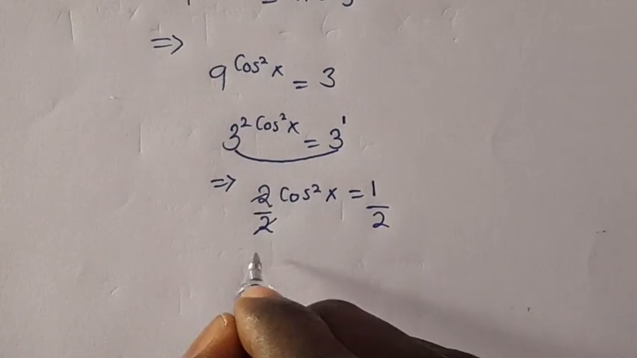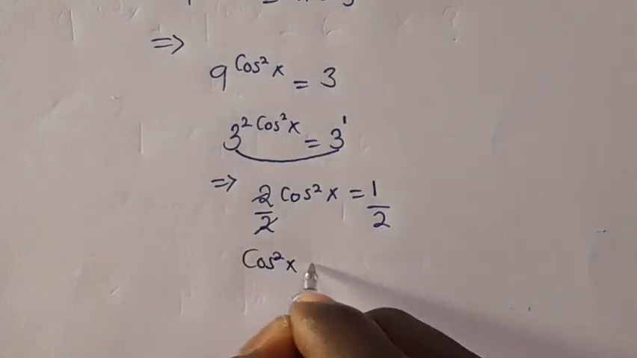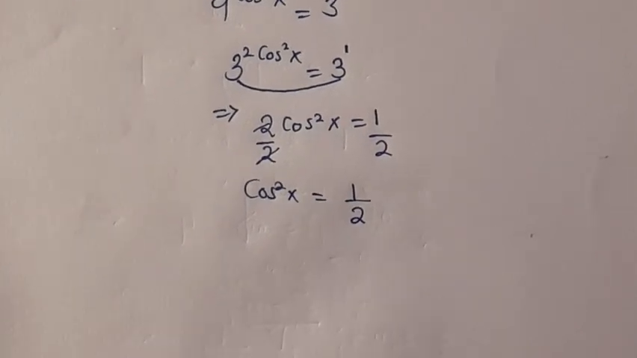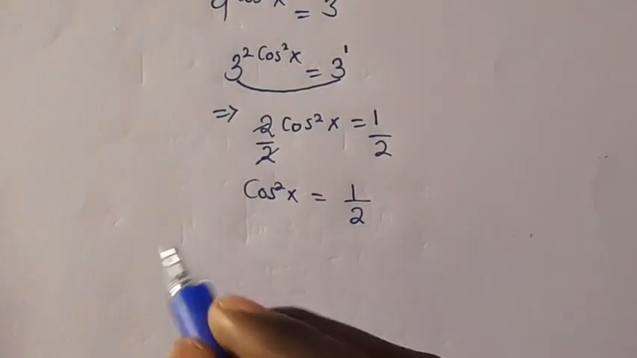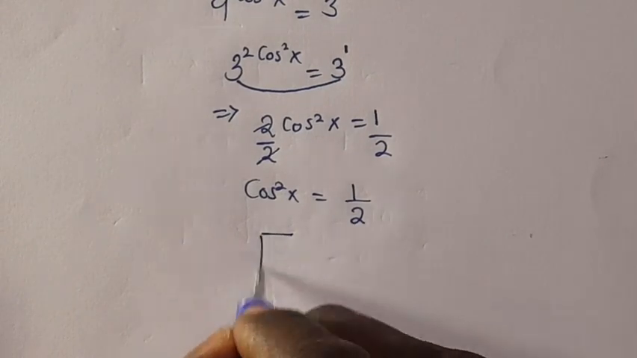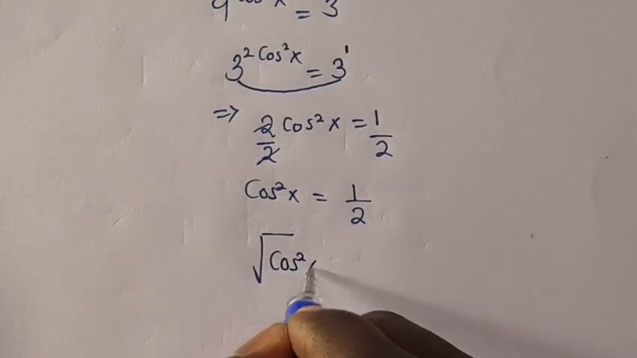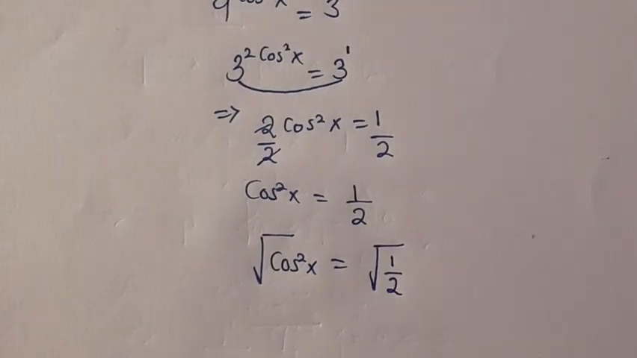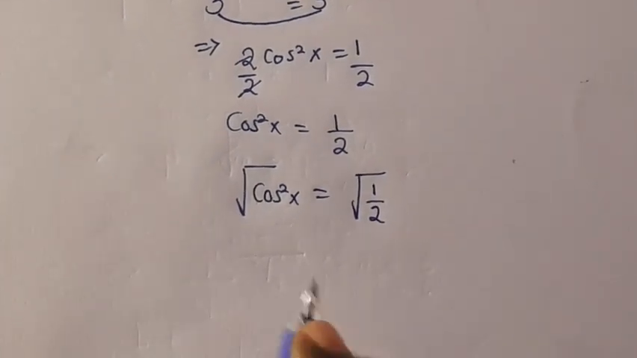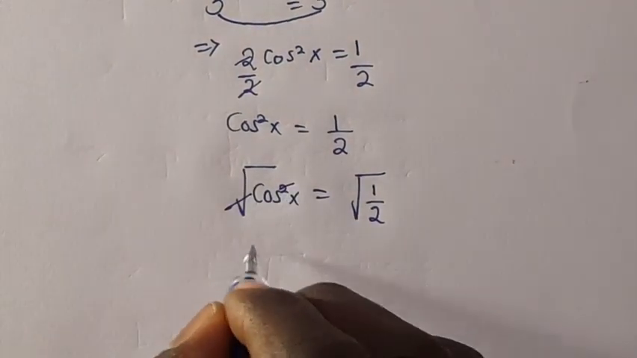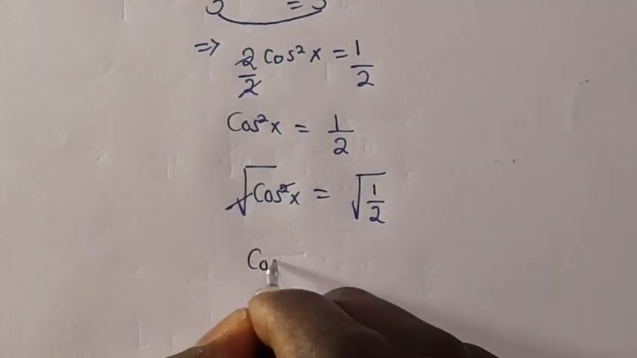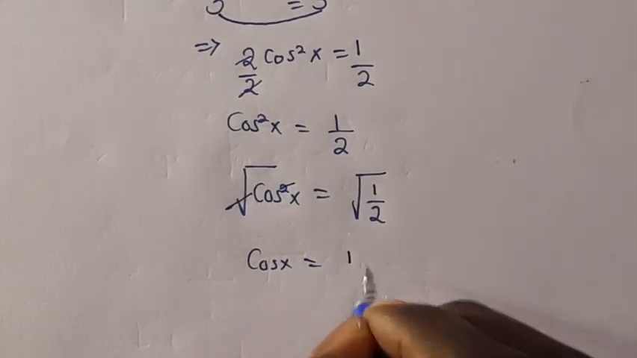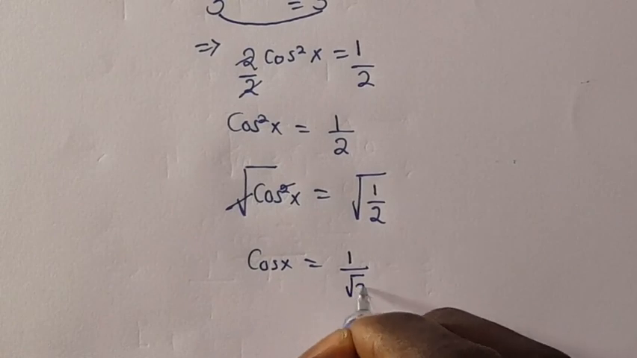By dividing both sides, this will take away this. Then we have our cos square x equals 1 divided by 2. So from here, to get rid of this square, we can take the square root of both sides. Then we have square root of cos square x equals square root of 1 divided by 2. Now it is very simple that this cancels this. Then we have cos x equals square root of 1 is 1, over square root of 2.